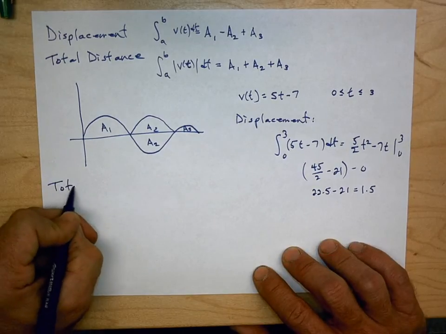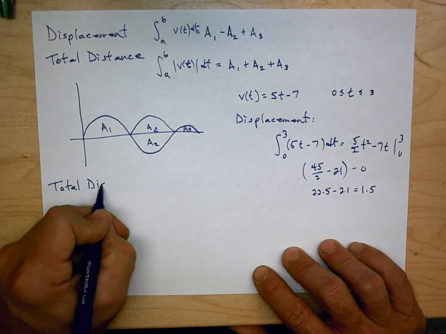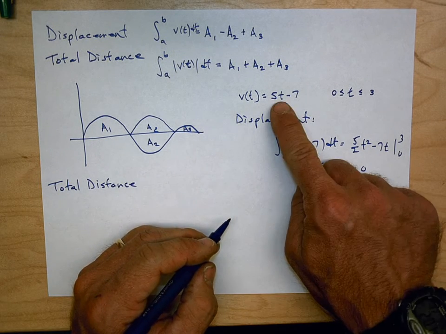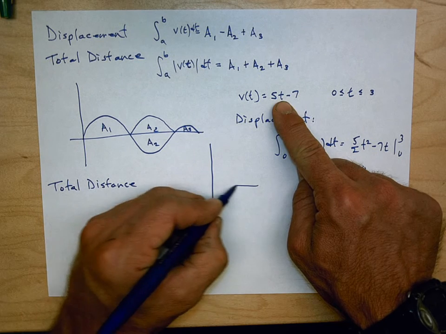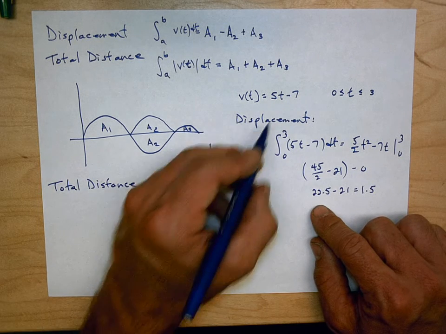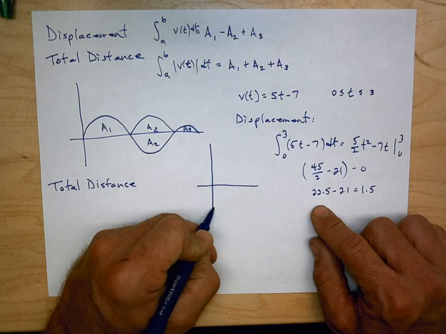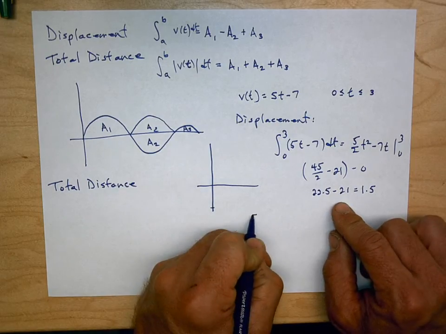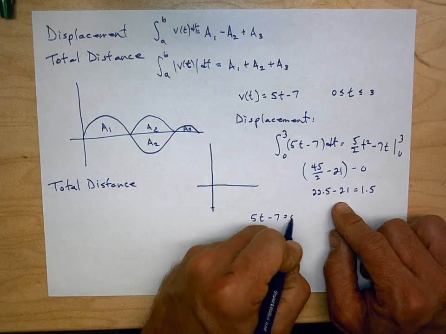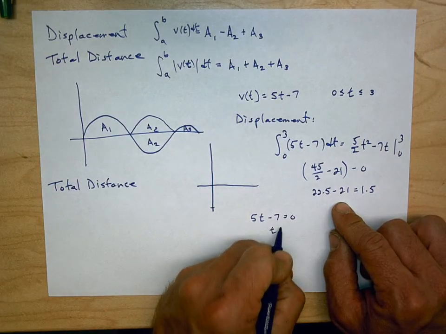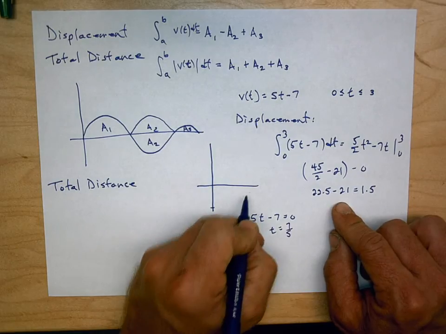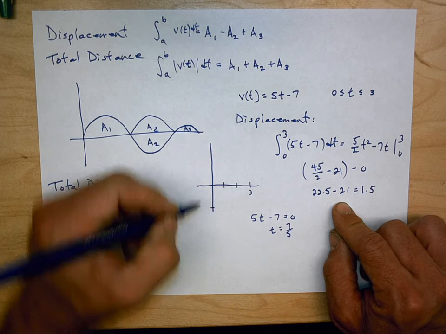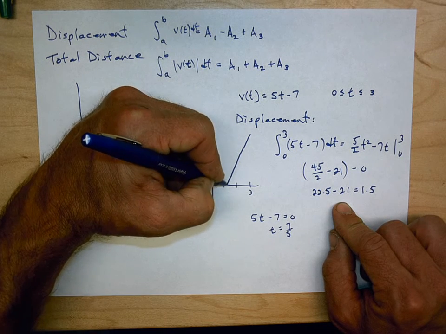Total distance, we have to work a little bit harder, because what we have to know, so let's just take a look at this velocity function. Clearly at 0 we're at -7, so we're way down here. Where does it cross the x-axis? Well, that's going to be when 5t minus 7 equals 0. So if we bring the 7 over and divide by 5, it's 7/5. So if we're going out to 3, here's 1, here's 2, probably a little bit closer to 1, so we're going to have a function that looks something like this.